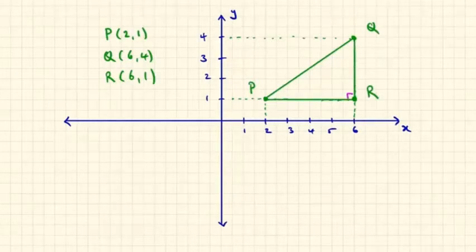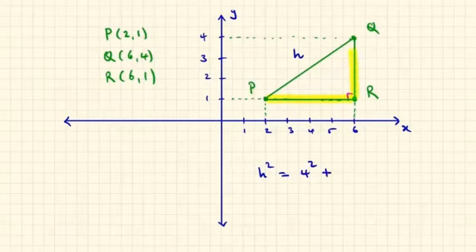You could ask, for example, for the length of the hypotenuse, h, say, and then use the theorem of Pythagoras. Remember, the square of the hypotenuse is the sum of the squares of the other sides of the right-angled triangle. As we move from P to R, we go from 2 to 6 on the x-axis, that's 4 units. As we go from R to Q, we move from 1 to 4 on the y-axis, that's 3 units. So the sum of the squares of the two sides of the triangle are 4 squared plus 3 squared, which is 5 squared. So h is equal to 5.